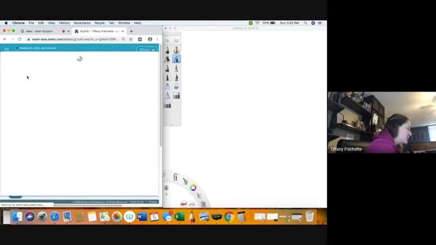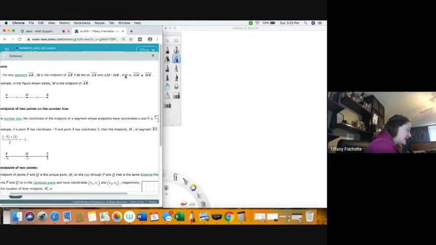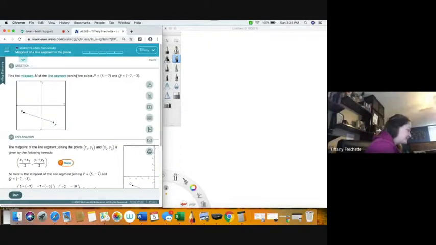If you didn't know what midpoint was, you can click on this. It gives you this kind of long definition for any segment AB. M is the midpoint. M lies on AB, and AM equals MB. It's really just telling you that M is the midpoint. It's in the middle. So what that means is that the segment AM has to be the same as MB because we're cutting it in half. It's right in the middle. So that's all midpoint means.